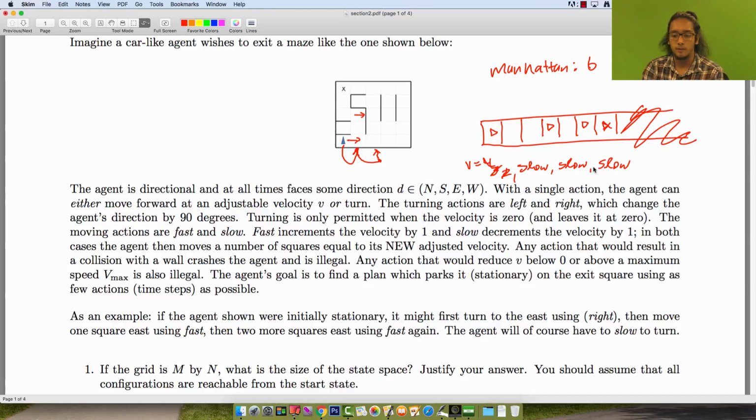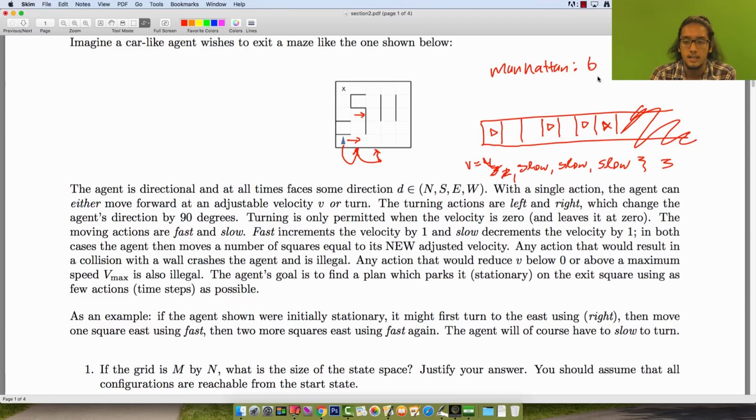And why do you have to slow down? Why can't you just stay at 4? Because there's the constraint that you have to be at velocity 0 at the goal state in order to be done with the game, right? So here you have an example of, we only took 3 steps to get to the goal, or 3 actions to get to the goal, right?